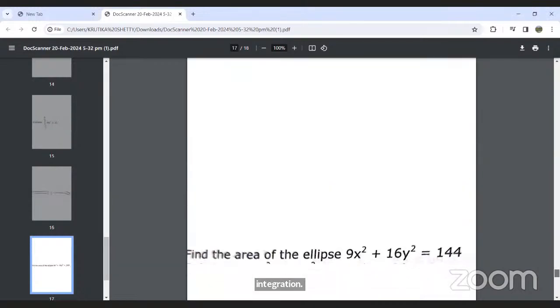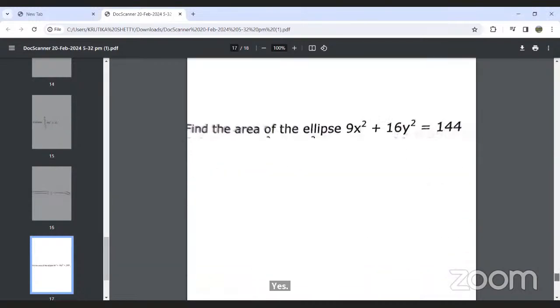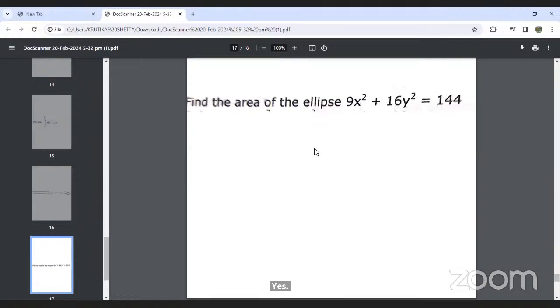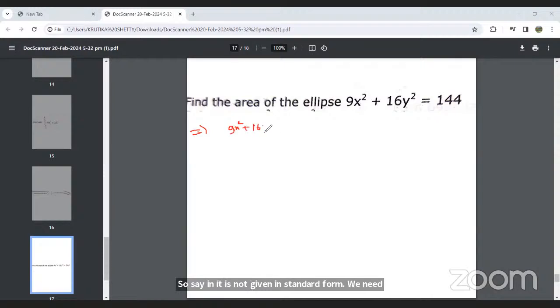So this is question number 2. Pay attention. I'll be explaining the figure. As per the given question, again it is an ellipse only. It is not given in standard form. We need to convert it into standard form. So 9x square plus 16y square is equal to 144. Consider this as equation 1.